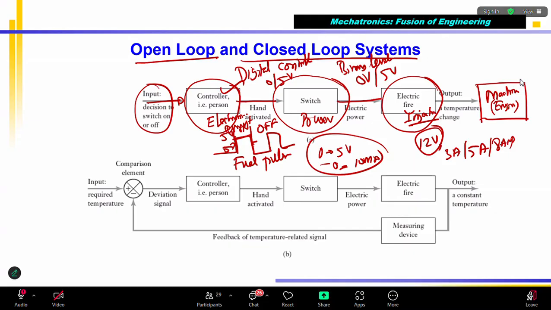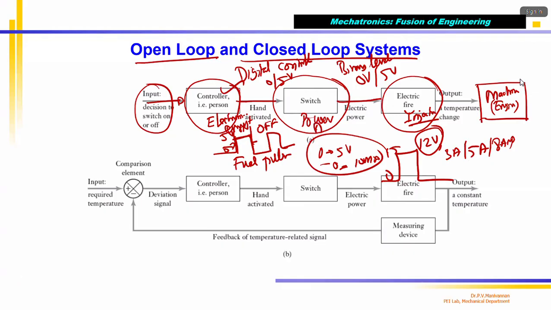Okay, that means the signal generated by the ECU, 0 to 5 volts, should be amplified to 0 to 12 volt pulses. Same pulse, but only the amplitude is increased. For that, what you need is a power amplifier. The power amplifier output is given to the injector. The injector injects the fuel.